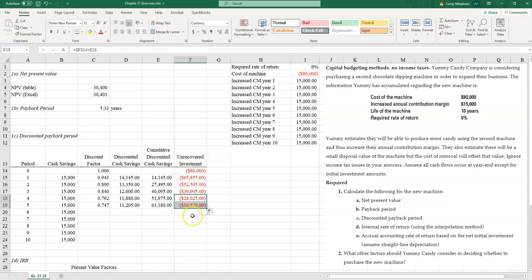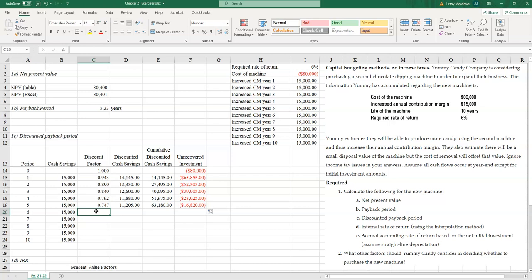And so there, at the end of year 5, I have yet to recover $16,820. Now, let's go to year 6. Once this gets small enough, and see, I haven't recovered it yet, I want to keep going until I figure out between which 2 years I'm going to recover. What year am I going to recover my initial investment here?